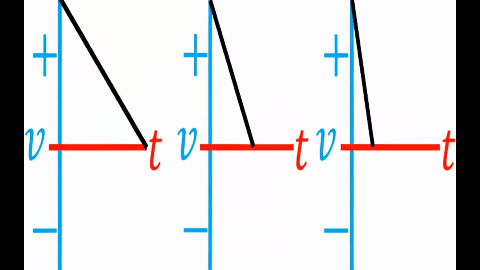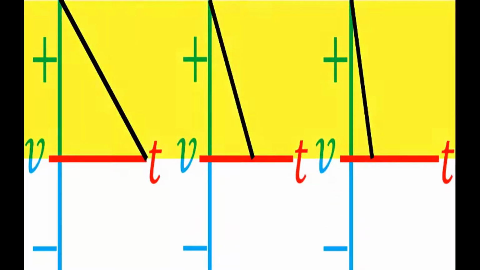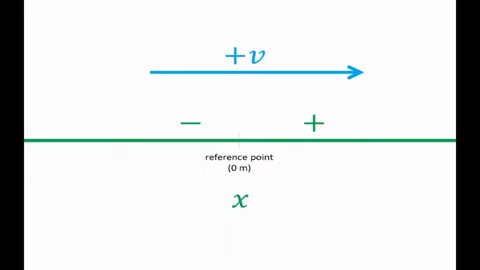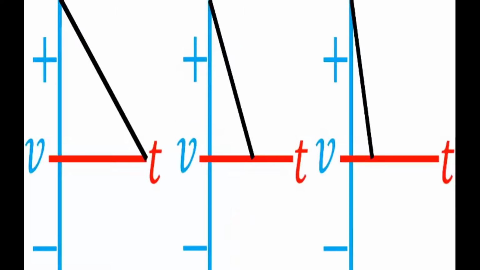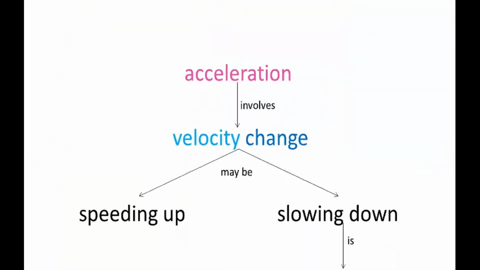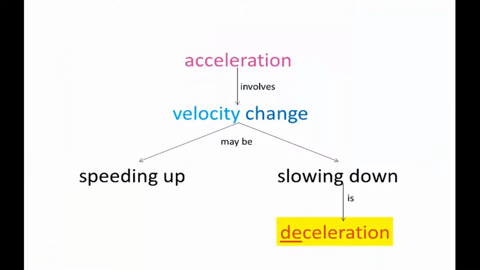Let's compare these three graphs. They all have positive velocities. So in all cases, the man is going to head to the right. His velocity is going to be positive. He's going to move in the positive direction. Another thing that's the same between the three graphs is that they all start fast and end standing still, zero velocity. So they all illustrate deceleration, getting slower.